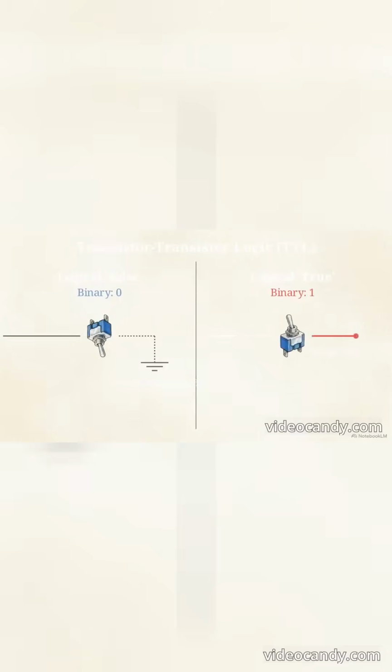To understand how a computer makes a decision, we rely on transistor-transistor logic, or TTL. In this system, a logical false, or a 0, is simply a physical state of 0 volts, tied to ground. A logical true, or a 1, is exactly positive 5 volts.